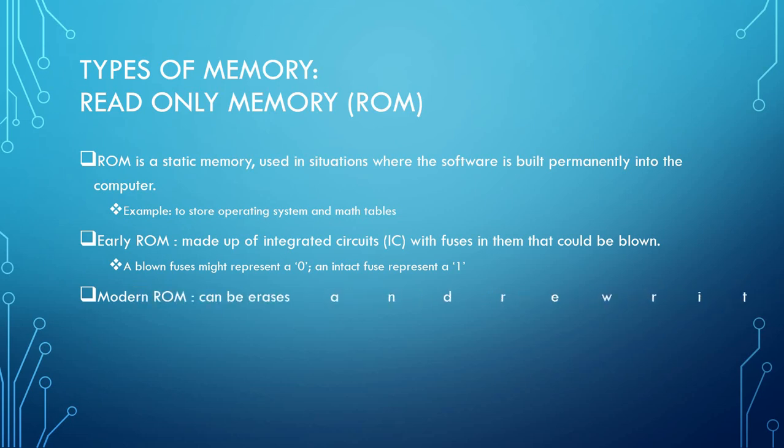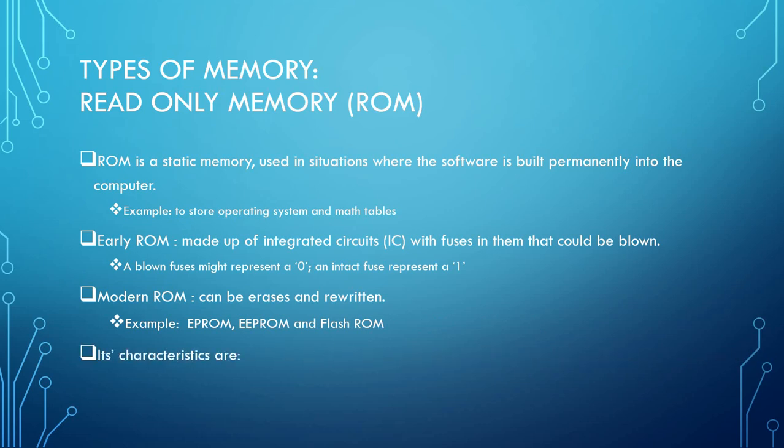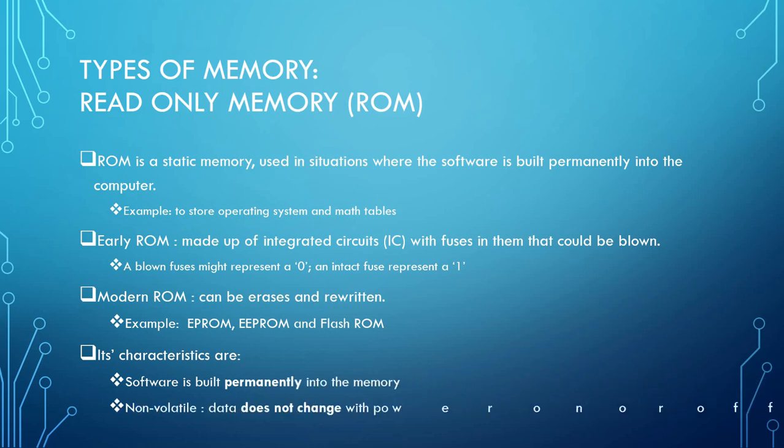Modern ROM can be erased and rewritten. Examples: EPROM, EEPROM, and Flash ROM. Its characteristics: software is built permanently into the memory. Non-volatile, data does not change with power on or off. Not writable.